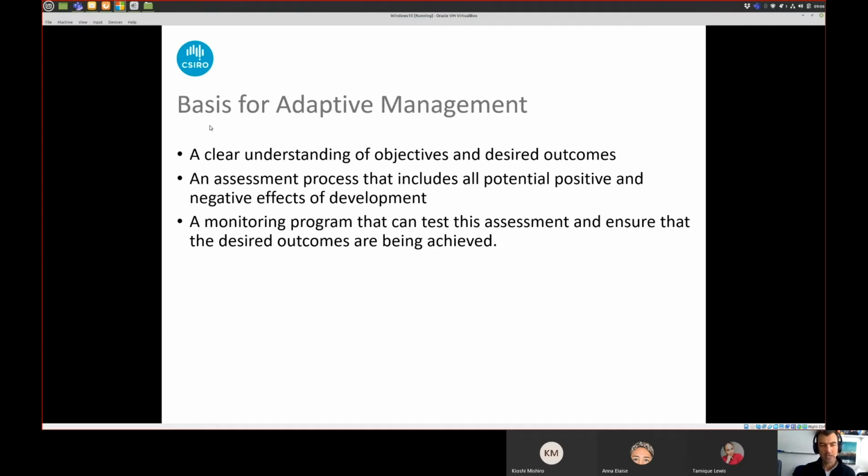And finally, there needs to be a monitoring program that can test this assessment and ensure that the desired outcomes that have been identified in the first step are actually being achieved. This links directly to both the assessment stage and the monitoring stage, link directly to data, and in some cases have quite significant data requirements.